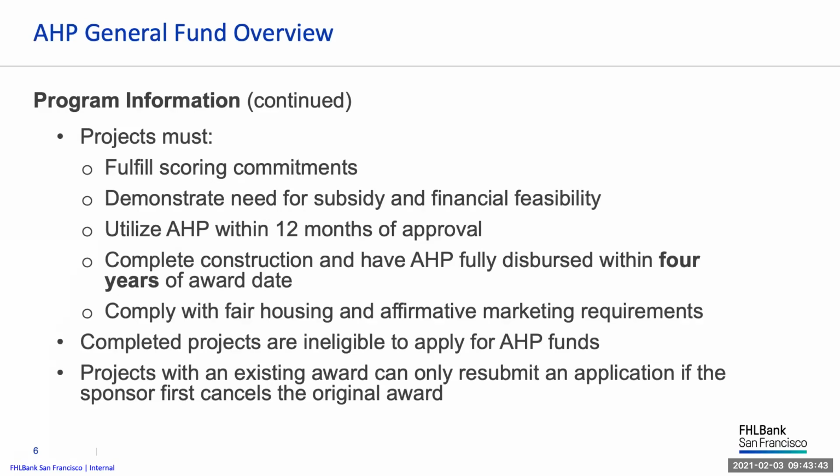Projects awarded AHP funding must comply with fair housing and affirmative marketing requirements. Projects that are already complete, as in those with a certificate of occupancy or a notice of completion at the time of the application deadline, are ineligible to apply for AHP. Projects will also be ineligible if the closing to the home buyer has already occurred. For projects that already have an existing AHP award and need additional funds, you can only resubmit an application to request those additional funds if you first cancel the original award.